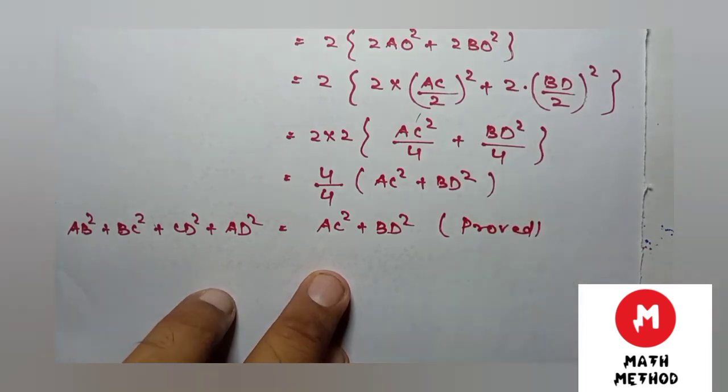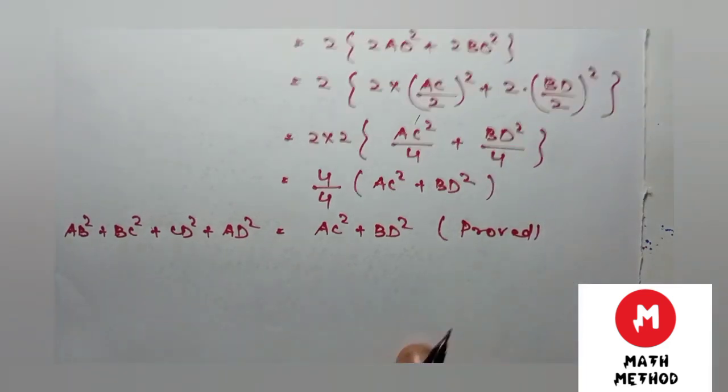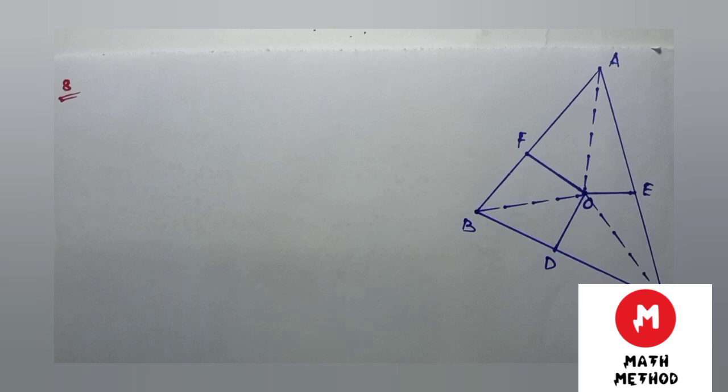So here we end question number 7. Now let's start with question number 8. The figure is given. O is a point in the interior of triangle ABC. Here OD is perpendicular to BC, OE is perpendicular to AC, and OF is perpendicular to AB. So we have to prove OA square plus OB square plus OC square minus OD square minus OE square minus OF square is equal to AF square plus BD square plus CE square.